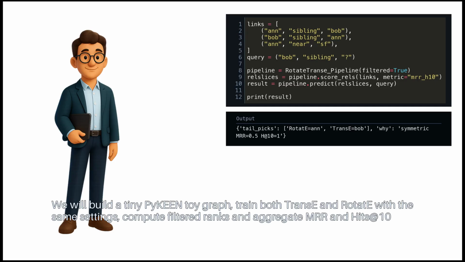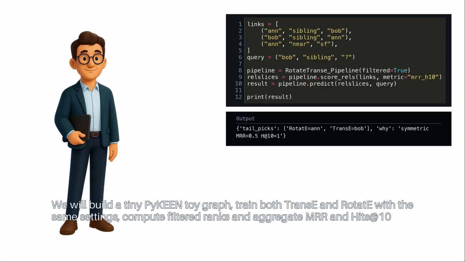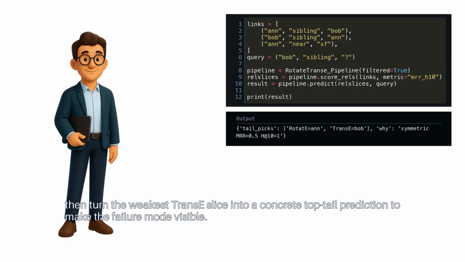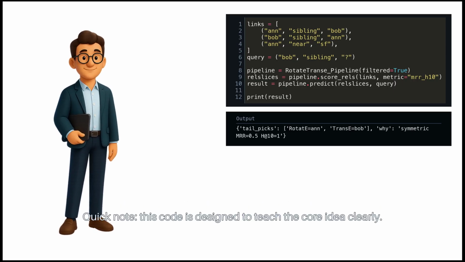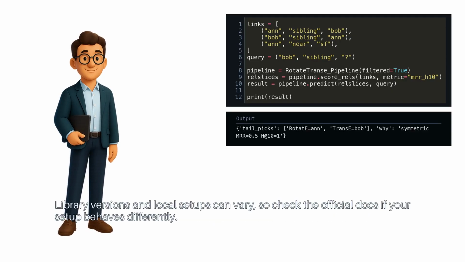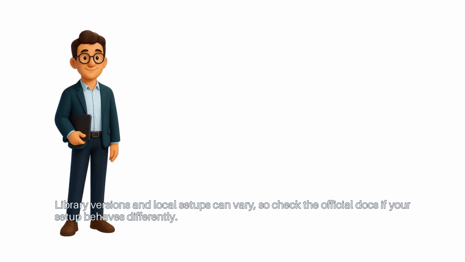We will build a tiny PyKEEN toy graph. Train both TransE and RotatE with the same settings. Compute filtered ranks and aggregate MRR and hits at 10. Then turn the weakest TransE slice into a concrete top-tail prediction to make the failure mode visible. Quick note, this code is designed to teach the core idea clearly. Library versions and local setups can vary, so check the official docs if your setup behaves differently.